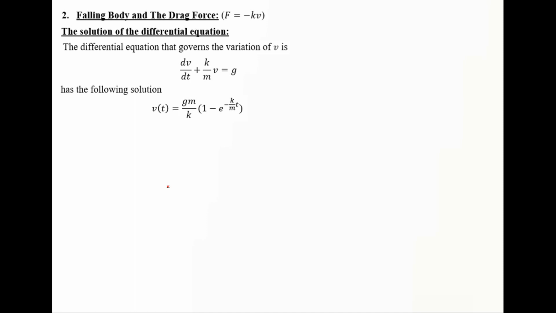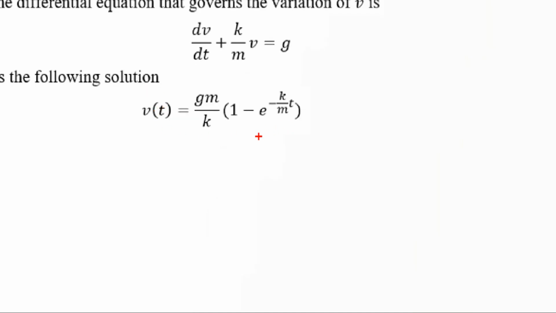The solution of the differential equation. The differential equation that governs the variation of v, given by that, has the following solution, which is expressed in terms of an exponential function. So let me recall that mg is the pull of gravity, k is a positive constant, and this is the exponential function.